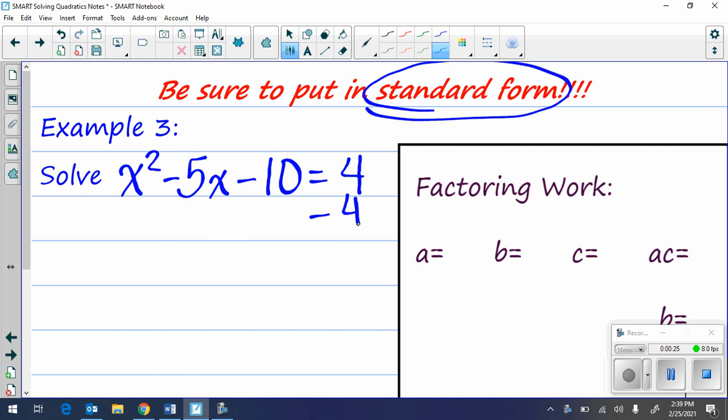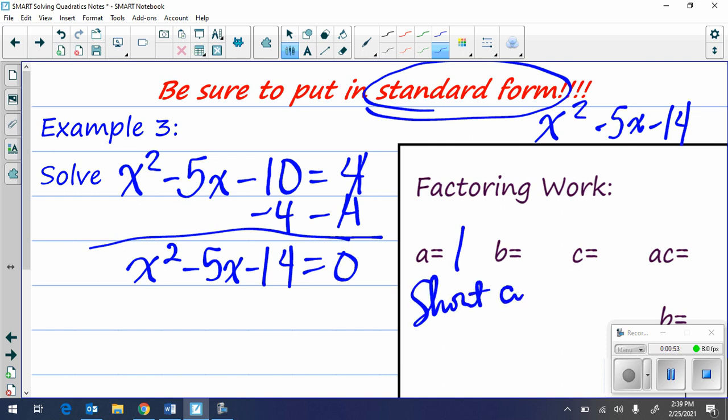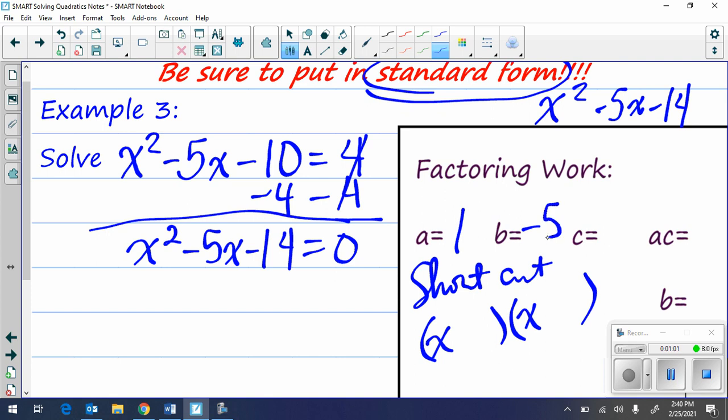So all we need to do to accomplish that here, we need to divide both sides by 4. So I'm sorry, gosh, that was silly. We need to subtract 4 from both sides so that we have x squared minus 5x minus 14. So that's what we're factoring. So my a is 1, which means I can shortcut. I'm going to be able to pick my values and throw them right into that. My b is -5, my c is -14.